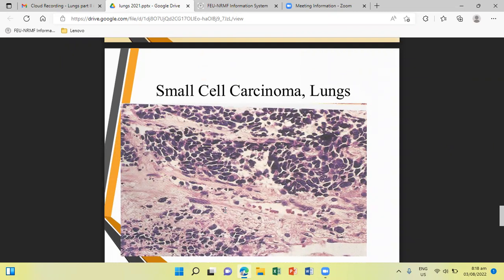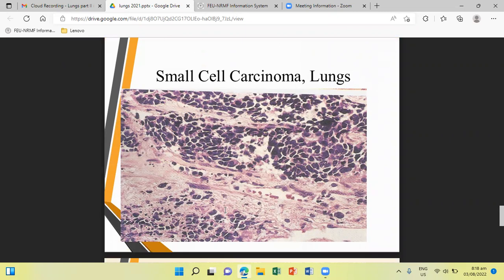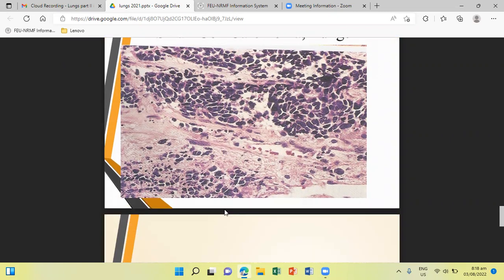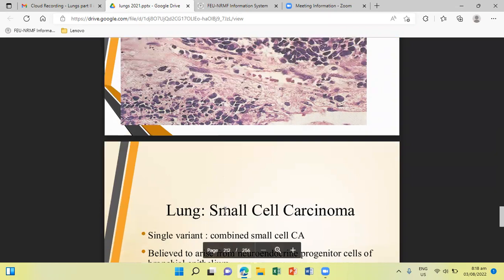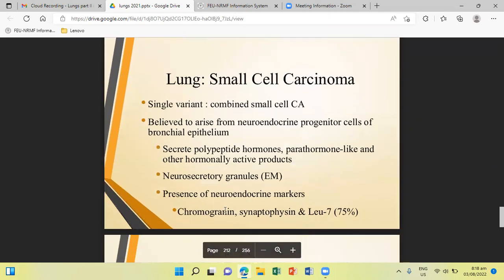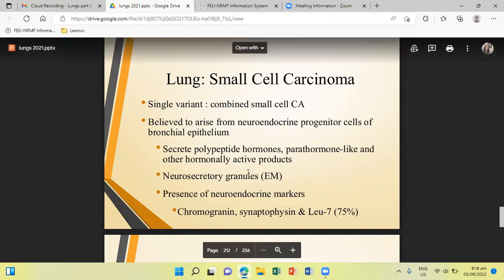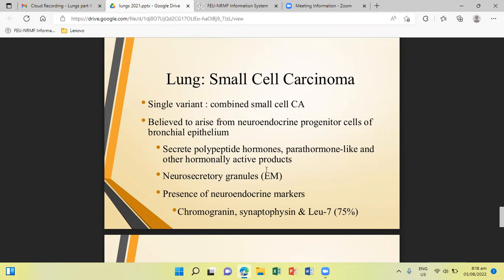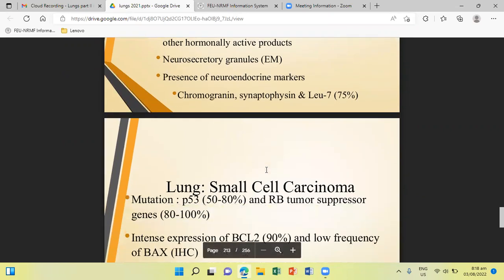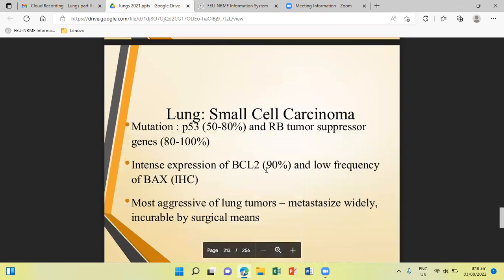One thing that you should remember about small cell is that they can secrete hormones, because they are believed to arise from neuroendocrine progenitor cells or epithelium. They secrete hormones so that this may actually be the manifestation of the patient. I'll show you a little later of possible manifestations. The mutations are usually of the P53 type.